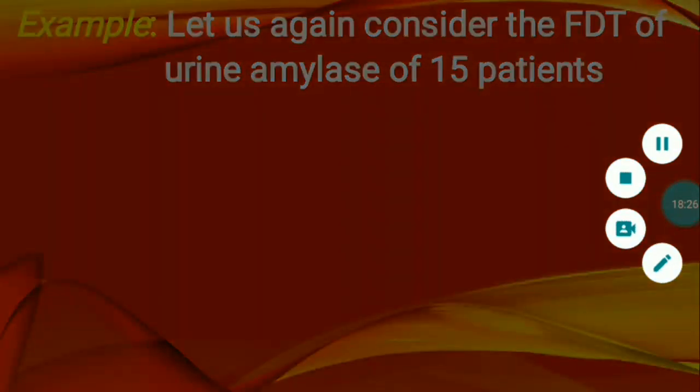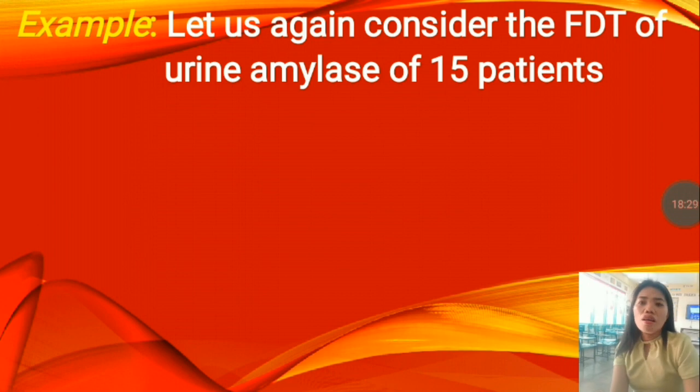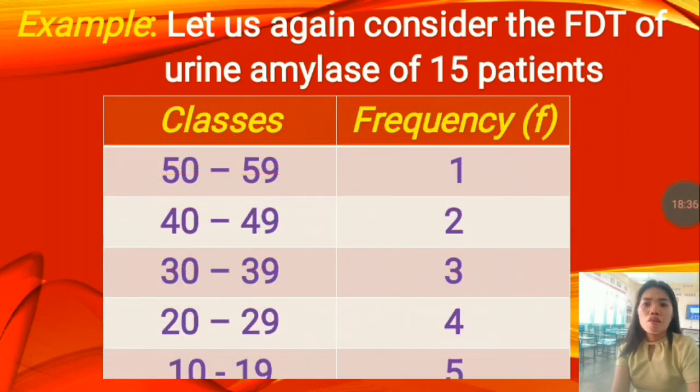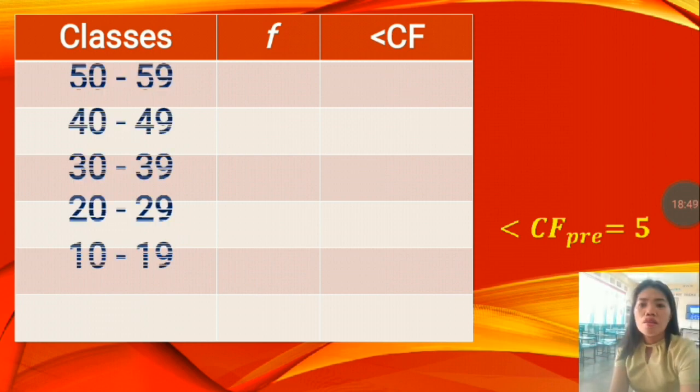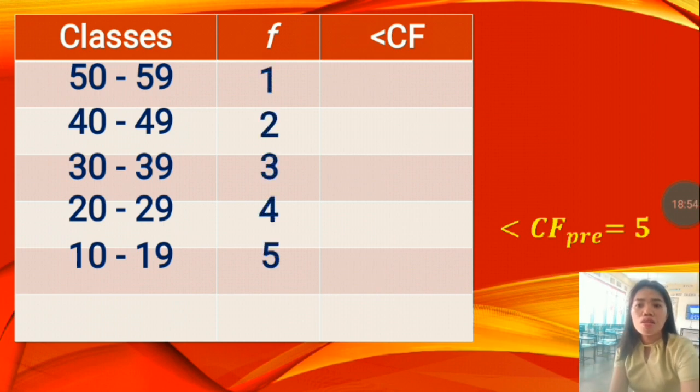Okay. So let us again consider the frequency distribution table of the urine amylase of 15 patients. Considering that data, we have the classes and the frequency. Now we're going to add one more column to get the less than cumulative frequency. We set the classes as given and also the frequency. And how are we going to get the less than cumulative frequency? This is now the procedure.